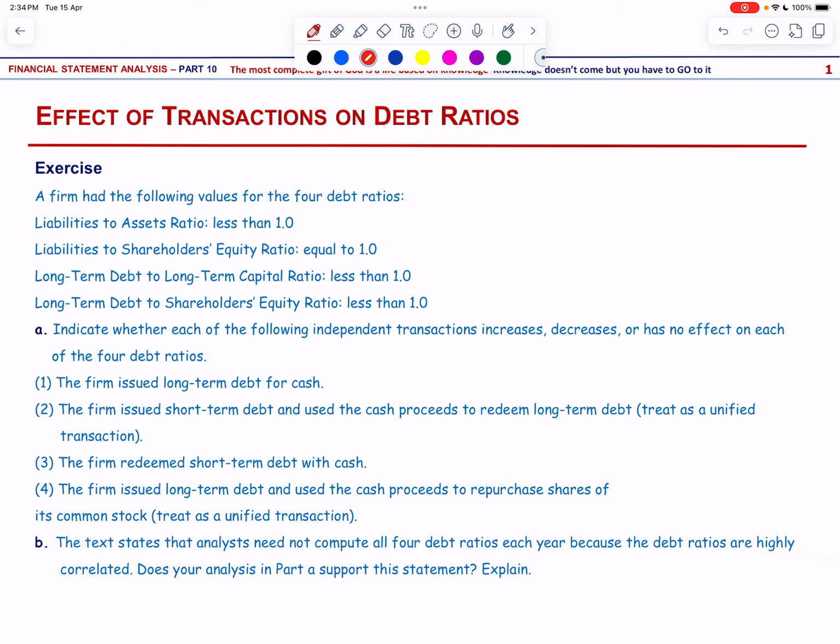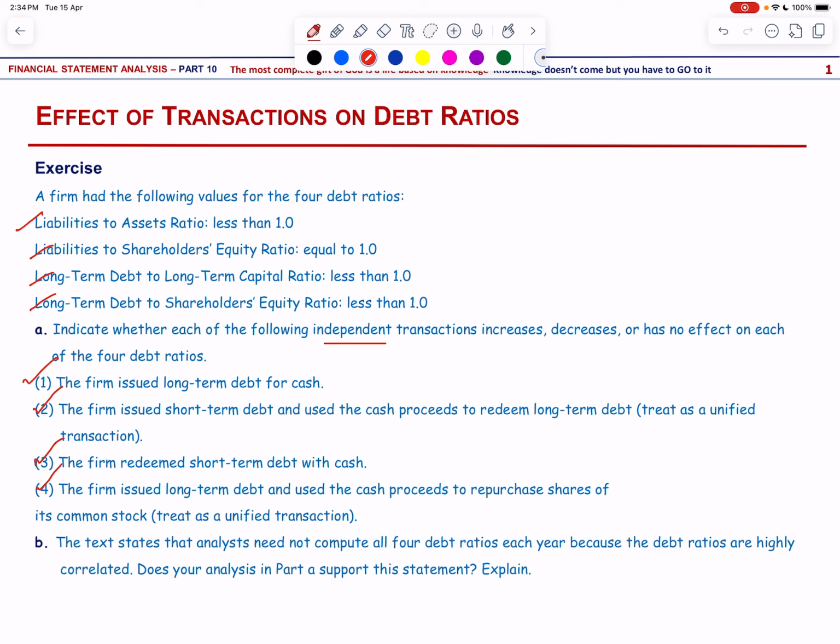A firm has the following values for the four debt ratios: liabilities to assets ratio, liabilities to shareholders' equity, long-term debt to long-term capital, and long-term debt to shareholders' equity. Now indicate whether each of the following independent transactions increases, decreases, or has no effect on each of these four debt ratios. So these are the four debt ratios.